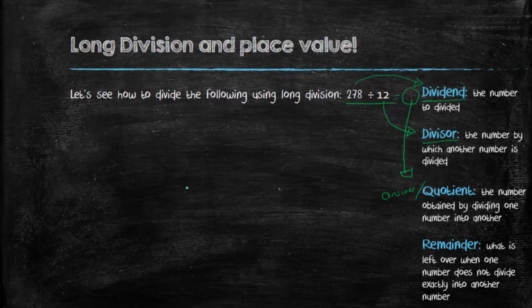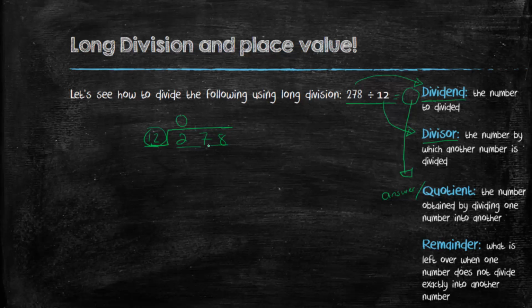So let's go ahead and divide this. To do long division, the first thing you need to do is draw the long division like this. Put the dividend in here, 278, and put the divisor in here, 12. And we're going to start dividing. How do we divide? We look at the number 12 and we say, how many times does 12 go into 2, the first digit? Well, obviously 0. It doesn't go into 2 at all. So we move on to the next digit, 27.